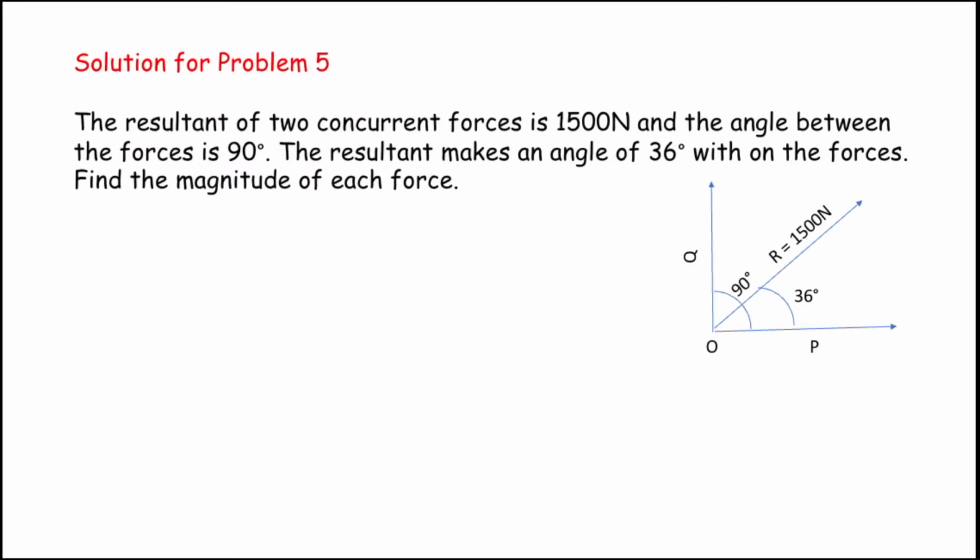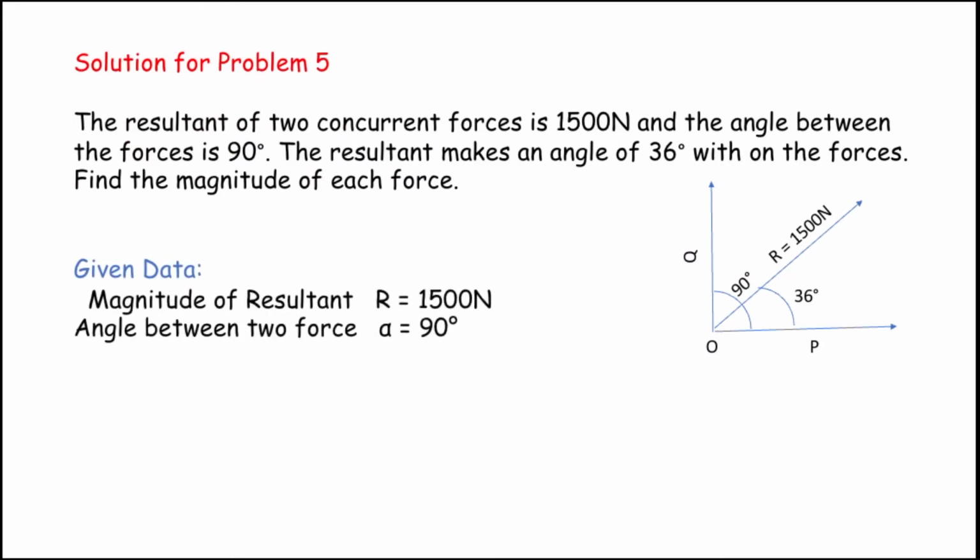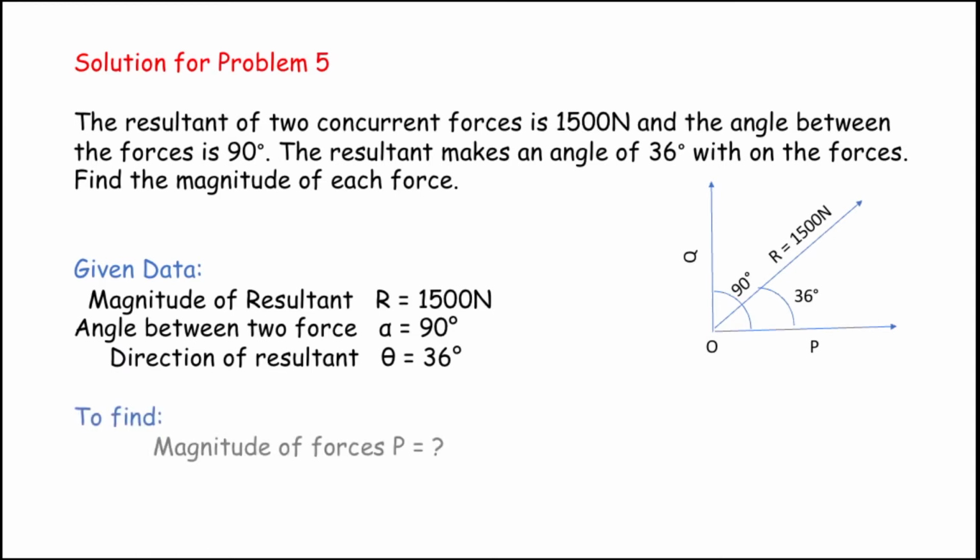Find the magnitude of each force. So we have to find the magnitude of each force P and Q. The given data is resultant R equals 1500 Newton, angle between the two forces alpha is 90 degree, and direction of resultant theta is 36 degree. To find the magnitude of forces P and Q.